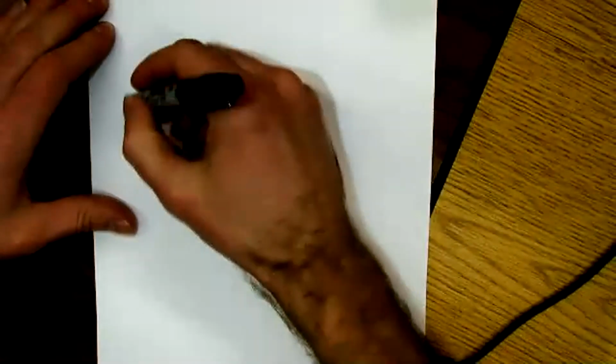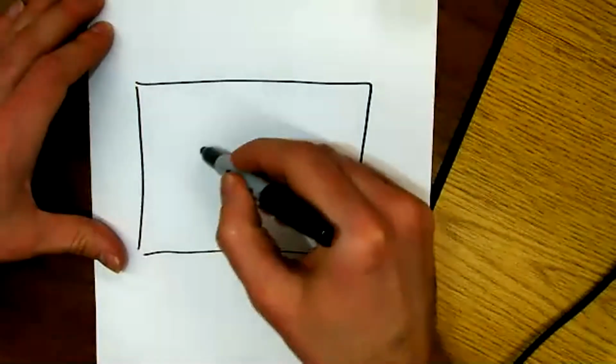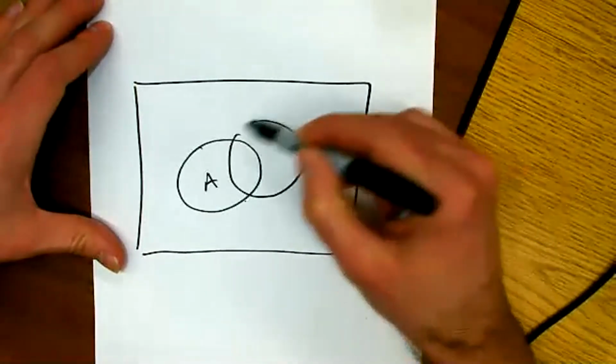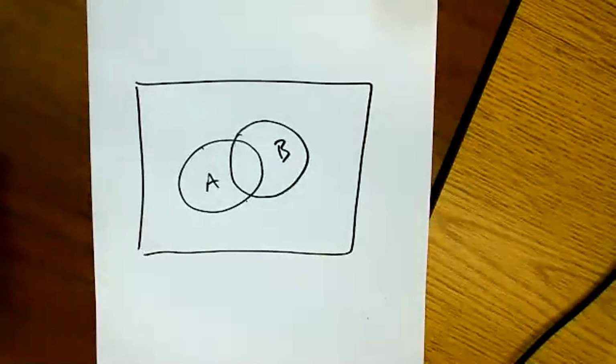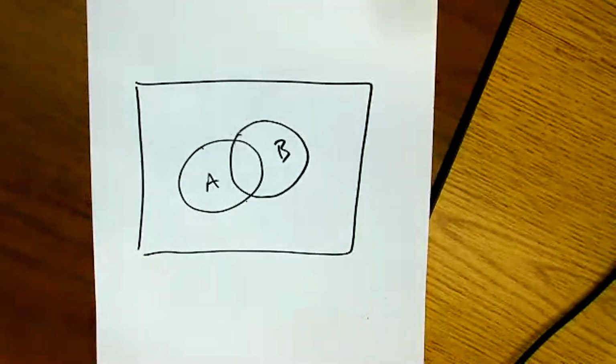So let's draw an experimental outcome space. Let me try to get this straight here. So let's say I had something like this, and I've got event A, and I've got event B, right? So I kind of think about the area within those circles is the union of the two.